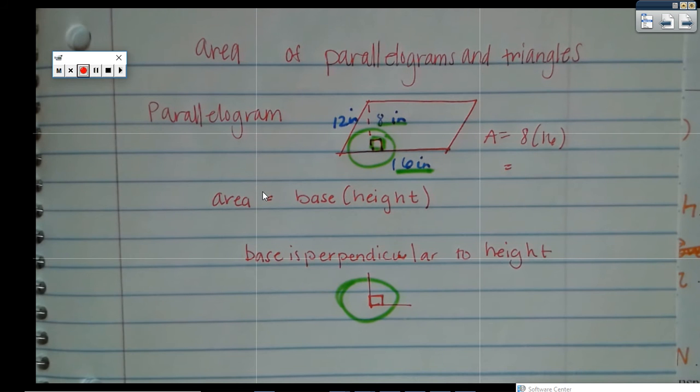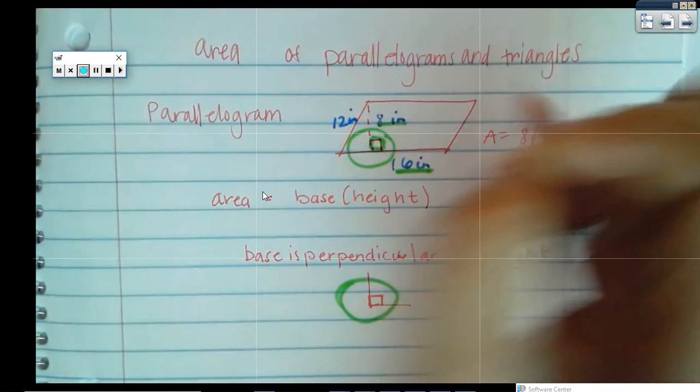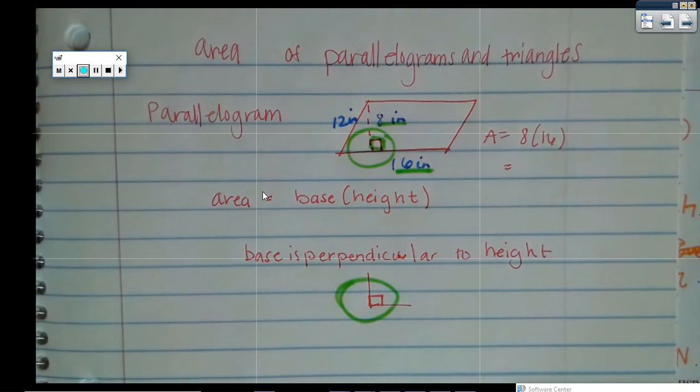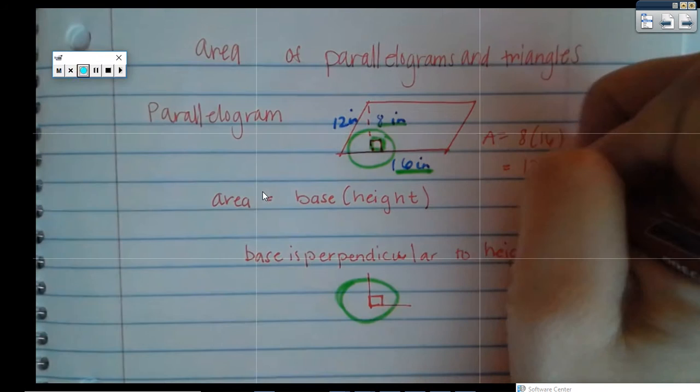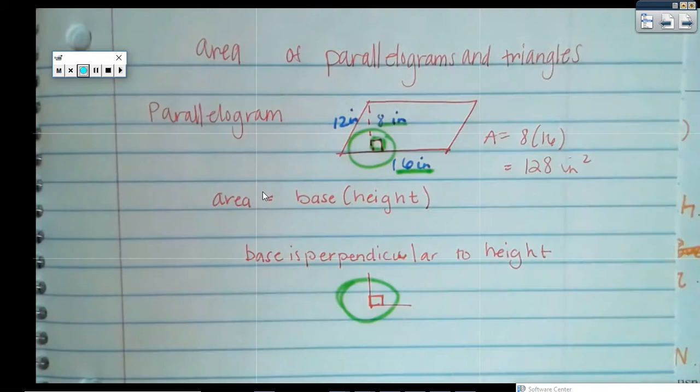I don't have a calculator. 80, but it'd be 148? No, 124? Right? Yep. Square inches.